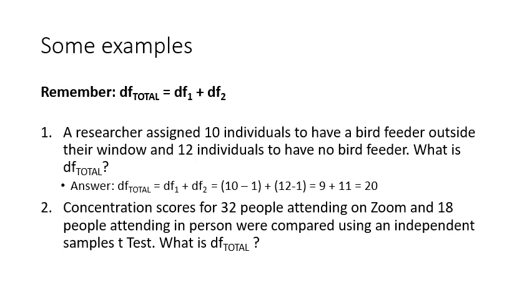Concentration scores for 32 people attending on Zoom and 18 people attending in person were compared using an independent samples t-test. What is df total? So once again, we have to take each n, subtract 1, and then add those two together. So the answer: df total equals df1 plus df2 equals 32 minus 1 plus 18 minus 1 equals 31 plus 17 equals 48.